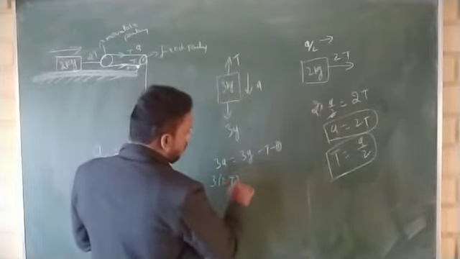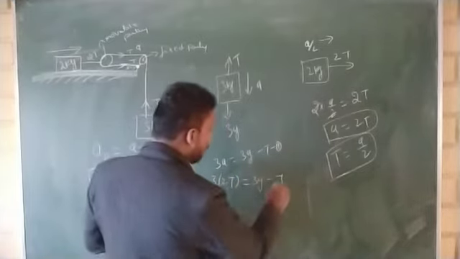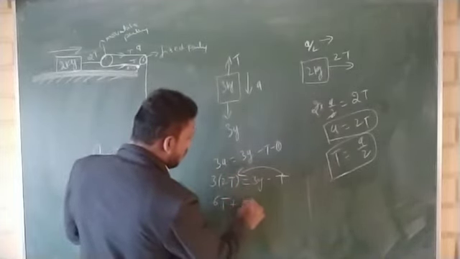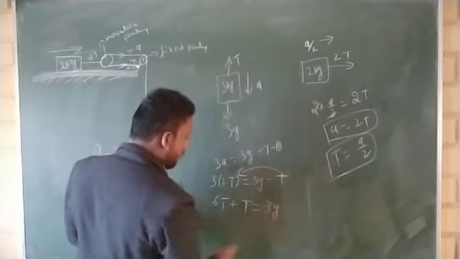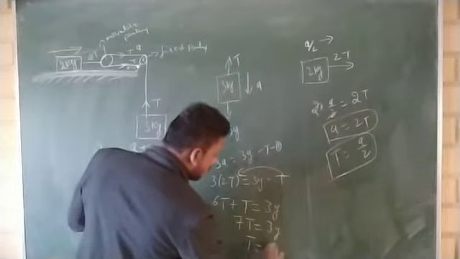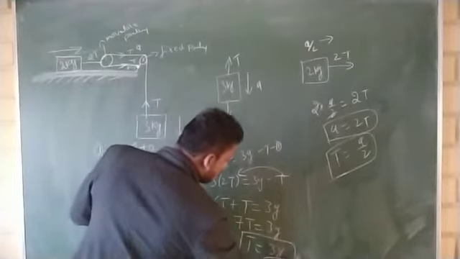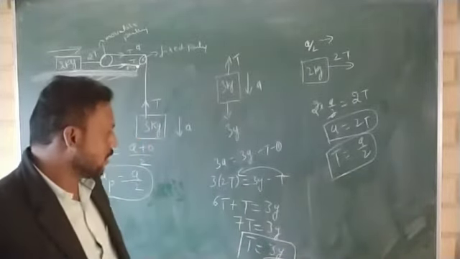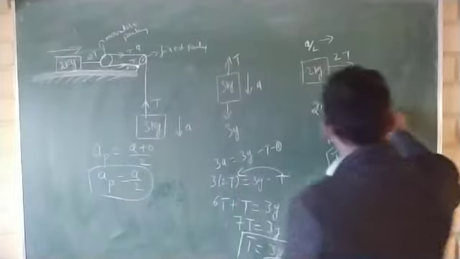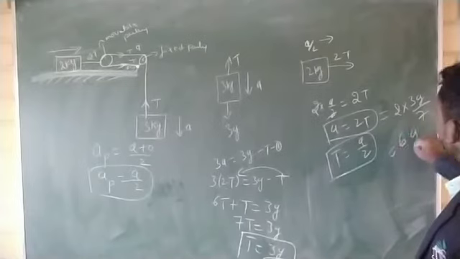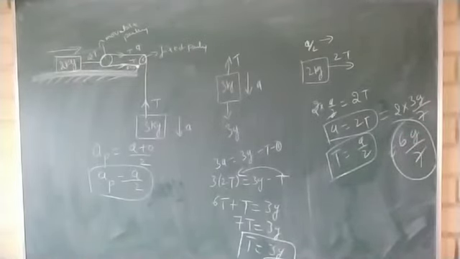3 into 2T is equal to 3g minus T. This T comes to this side and becomes positive. 6T plus T is equal to 3g. 6T plus T is 7T, equal to 3g. T is equal to 3g by 7, in terms of acceleration due to gravity. After substituting the T value in this equation, a is equal to 2 times 3g by 7, that is 6g divided by 7. This is the solution. Okay. Next.